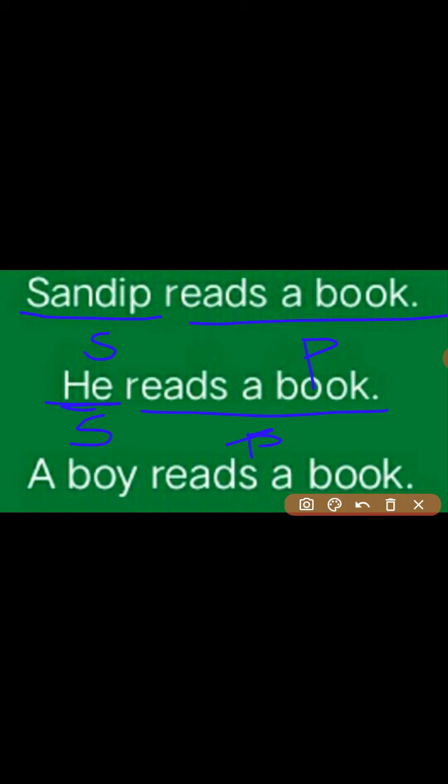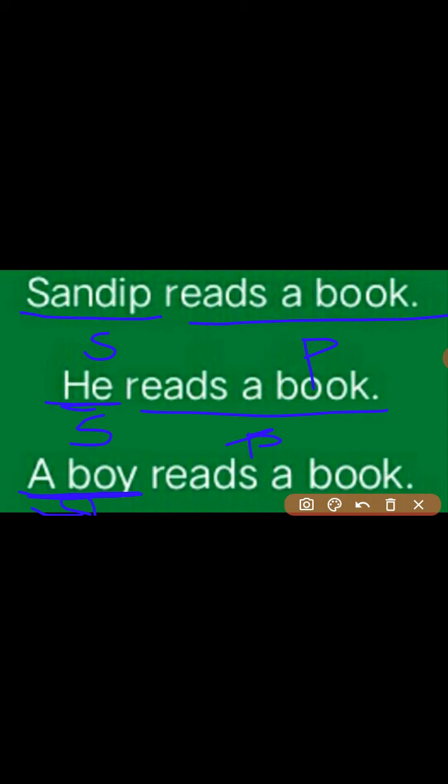Next example. A boy reads a book. Same according to definition. Who is doing the action? Whose information is provided or given? What is that? Boy, right? So here two words we have to use together. A boy. These two words in this sentence are doing the action, because these two words are an example of a noun phrase, and so doing the action accordingly, and it is the subject over here.